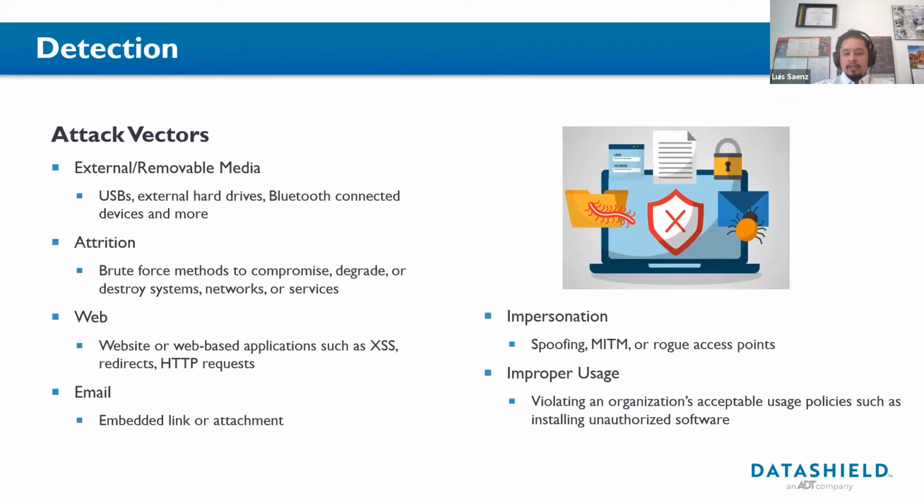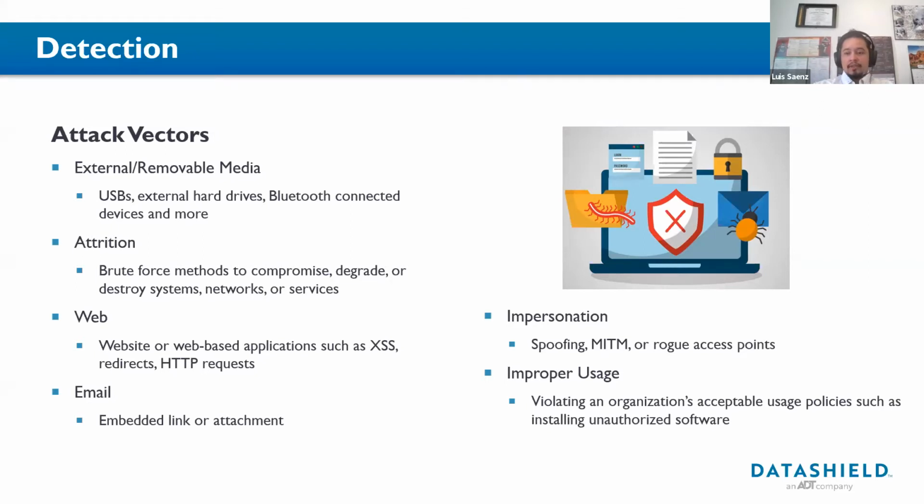All right, so detection. There are many different attack vectors, and it's important to try to cover all of them if possible in the incident response plan. Now, an attack vector is a method that cyber criminals use to breach or infiltrate a network. We have external removable media, which is an attack that can be executed from a peripheral device. For example, malicious code spreading from an infected USB. We have attrition, which is an attack that employs brute force methods to compromise, degrade, or destroy systems. For example, denial of service that's meant to impair or deny access to a service, or I guess an application could be as well.